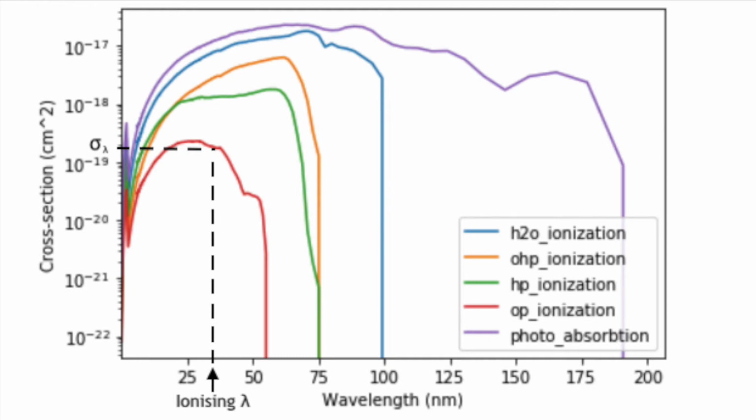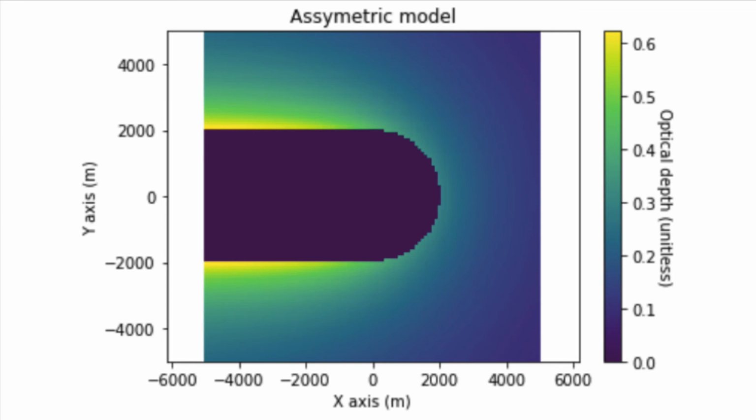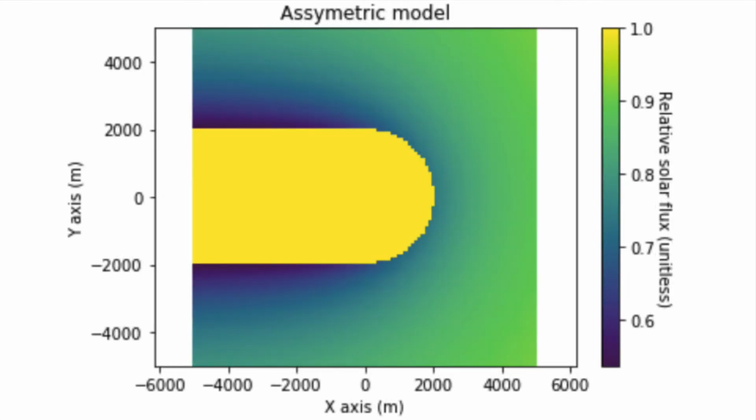then we can achieve the following profile of optical depth for this specific wavelength, which we can see is not fully attenuated. This would then result in the following relative solar flux, which is just the ratio between the transmitted and received solar flux.